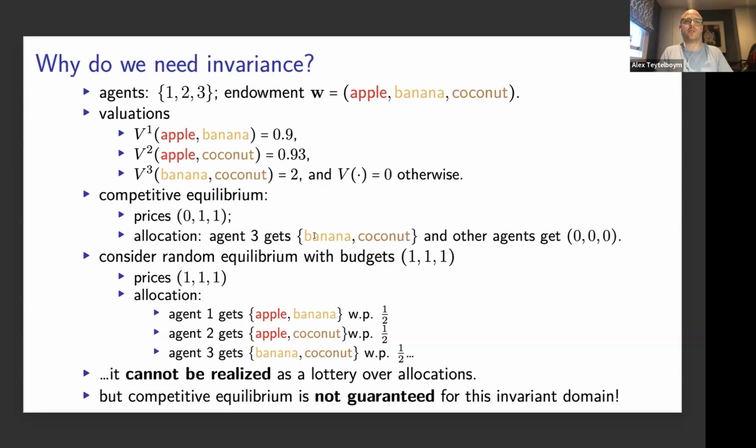So agent 1 comes into this. He says the price is 1 and 1 for the apple and the banana. He has a budget of 1. The best thing he can do for himself is to buy a 50-50 lottery of the apple and the banana and nothing.